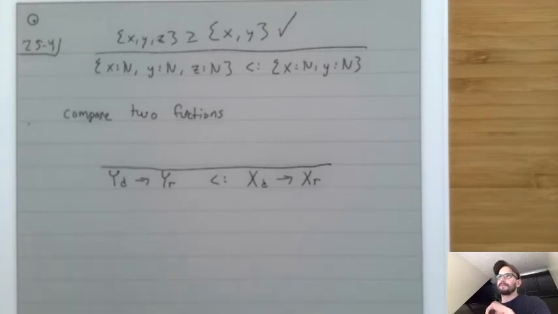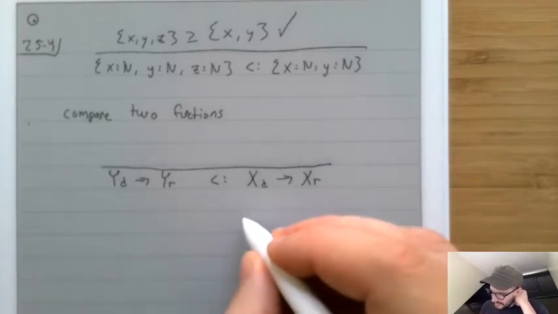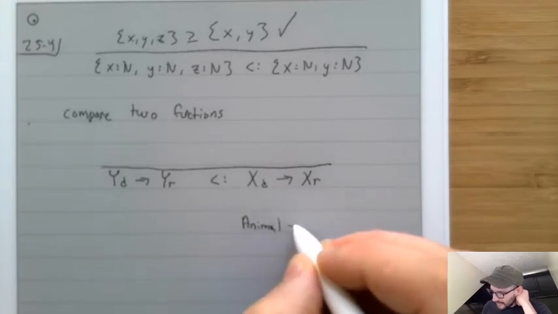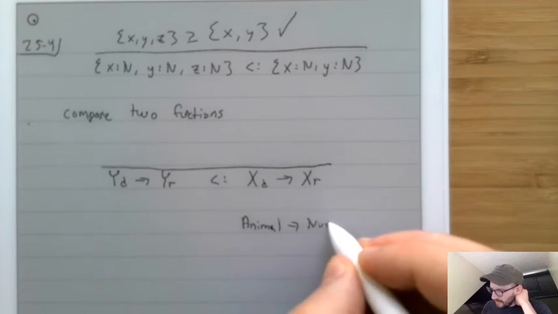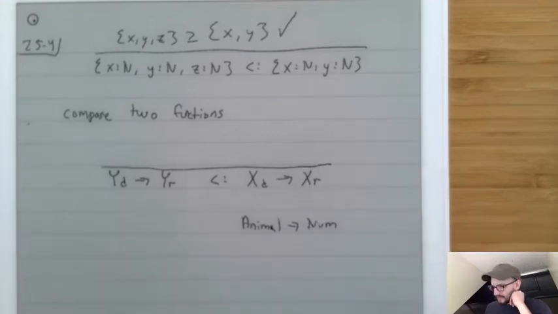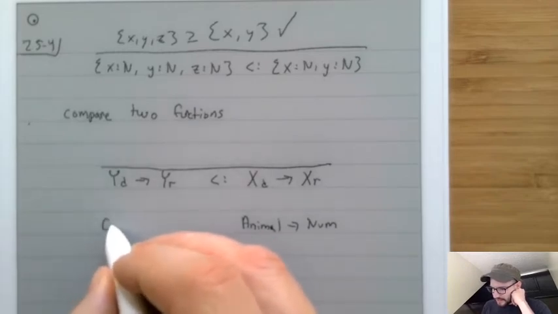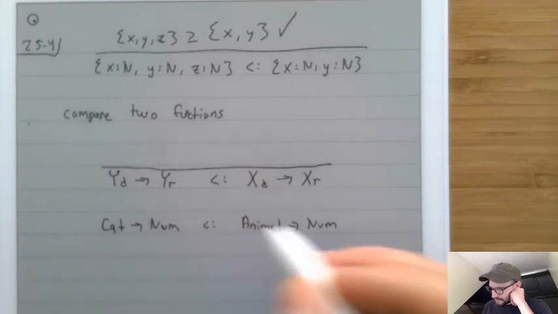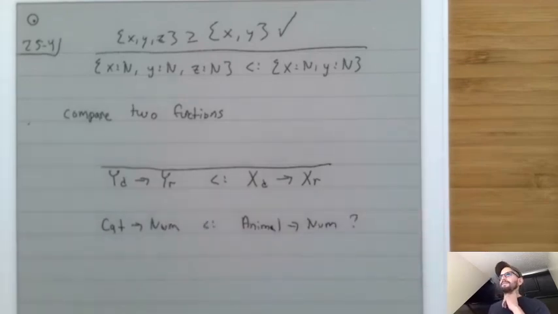All right, let's consider a concrete example of this. Let's imagine that we have a function that we want to take in an animal and return a number. Maybe it returns the weight of the animal or something like that. And we would like to know whether we can give it a cat to number function. Is that okay? Let's think about that.